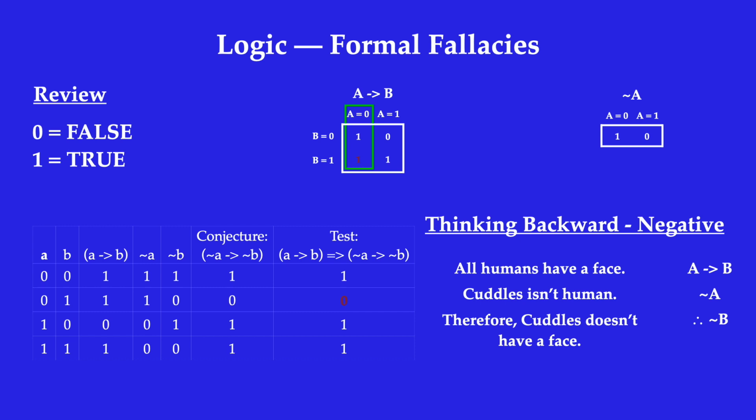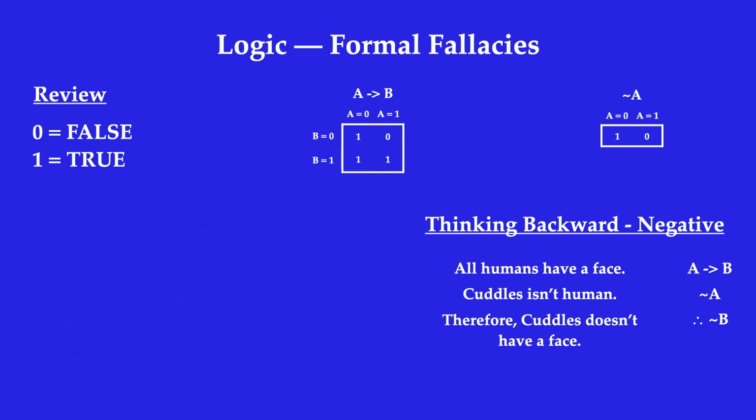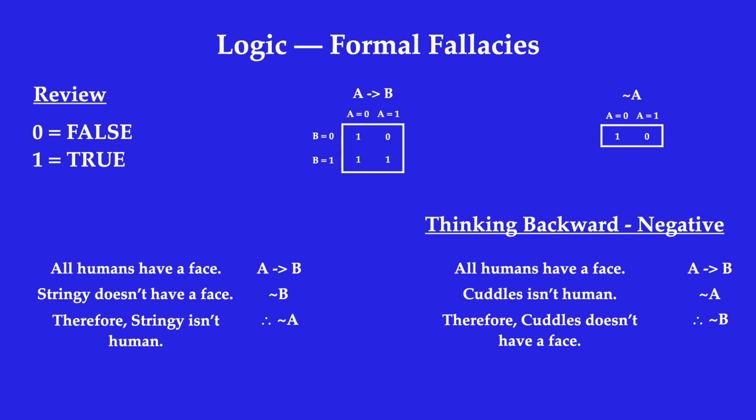But wait, weren't we thinking forwards in this example? Not really. In an earlier video, I showed how negatives flip things around. Check this out. All humans have a face. Stringy doesn't have a face. Therefore, Stringy isn't human. In this case, Stringy is my pet piece of string, which you may guess does not have a face. It also happens not to be human.